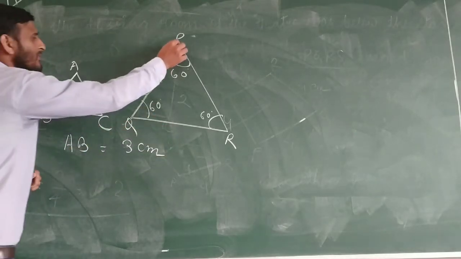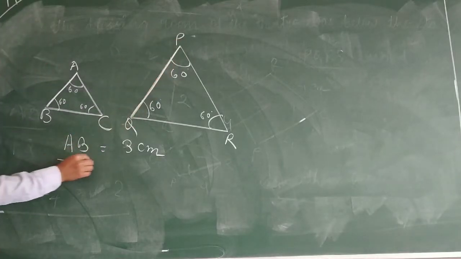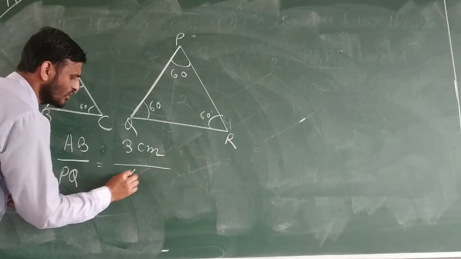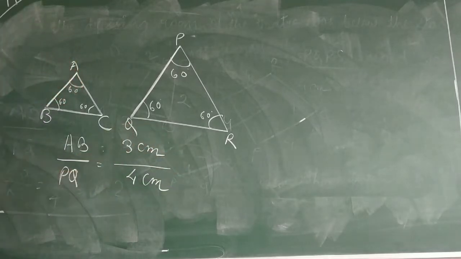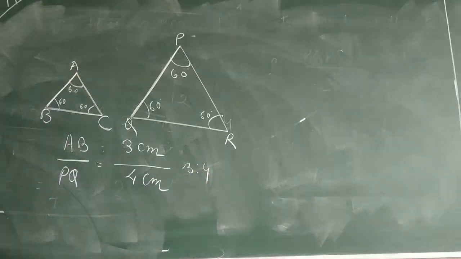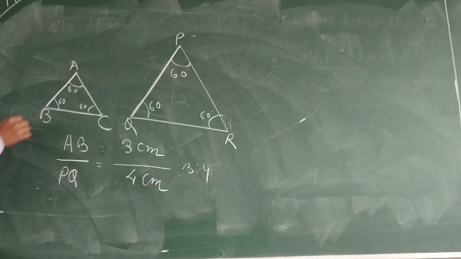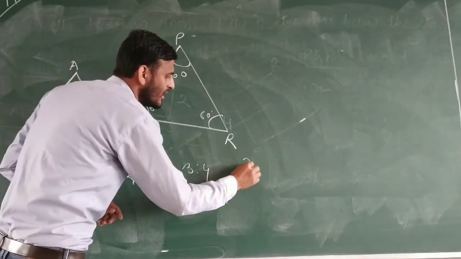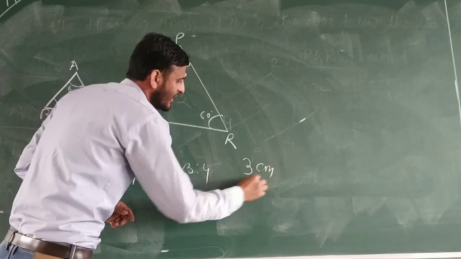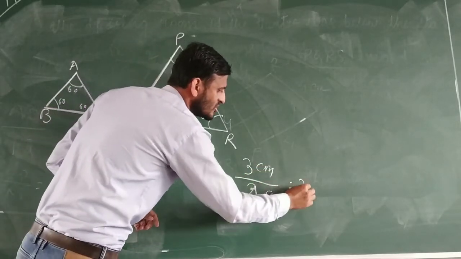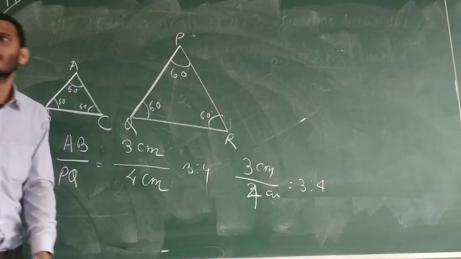Then you find the measurement of PQ. Suppose PQ is 4 centimeters. What is the ratio? The ratio will be 3:4. Correct? Yes. Again, if you find the part BC, because it is an equilateral triangle, BC will again be 3 centimeters and QR will again be 4 centimeters. You will get a ratio of 3:4.